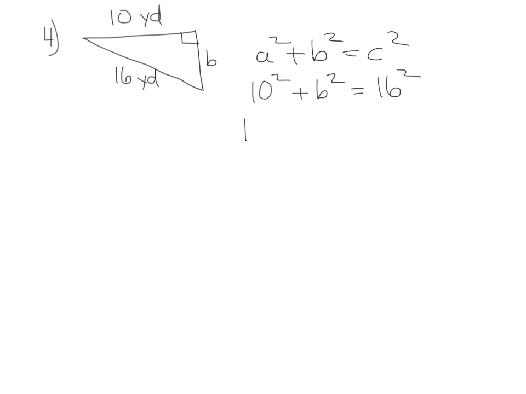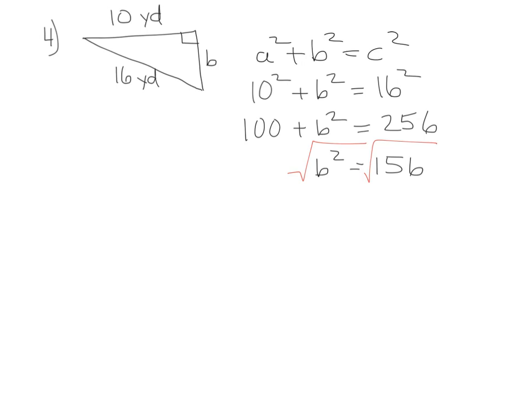10 squared I know is 100 plus b squared. 16 squared, I can type it in my calculator. It's 256. All right, to get rid of this 100, we're going to subtract 100 from both sides. B squared equals 156. And then the opposite of squaring is take the square root. Now 156 happens to have a perfect square in it. The square root of b squared is b.